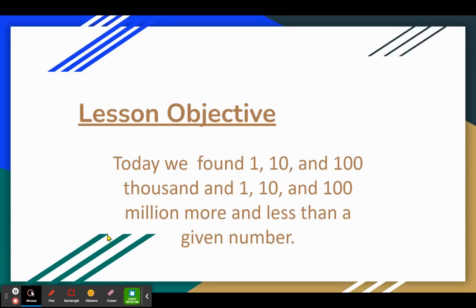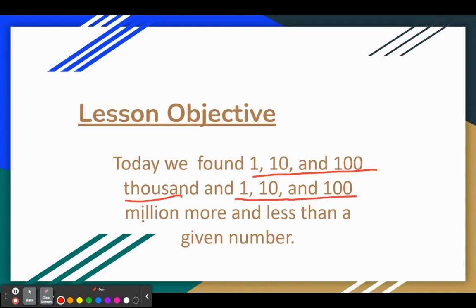Let's go over today's lesson objective. So today we found 1, 10, and 100,000 and 1, 10, and 100 million more or less than a given number. Now, when you go ahead and do your practice, you're going to be working with different numbers, and make sure you do the practice. That's really, really important for this activity.